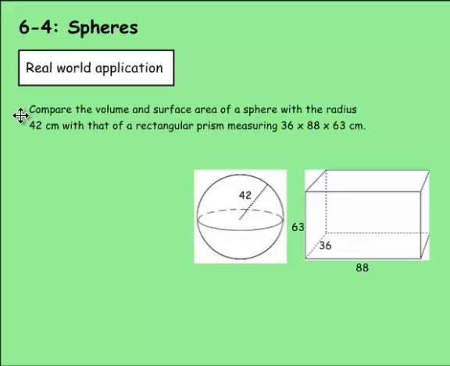So here we need to do a little bit of a comparison. It says compare the volume and surface area of a sphere with a radius of 42 centimeters with that of a rectangular prism measuring 36 by 88 by 63 centimeters. First, let's focus on the volume. I have the formula over here, so I have 4/3 times pi times the radius cubed. Plug in the 42 for the radius cubed.